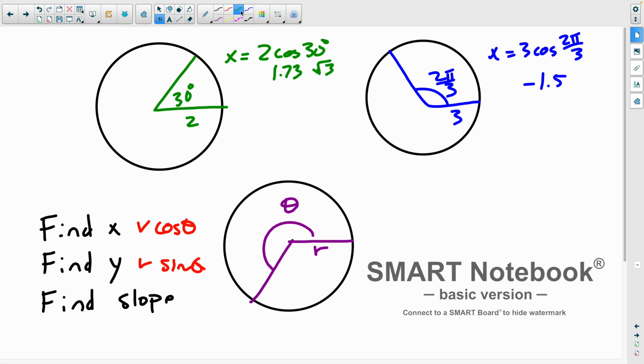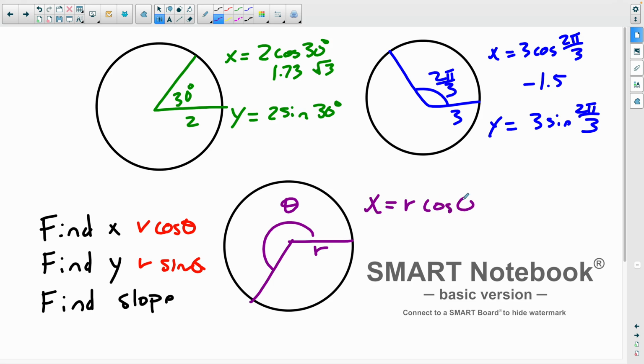If I go here, y equals 2 sine of 30. And then on this one, I'd go y equals 3 sine of 2 pi over 3. By the way, let me go back just real quick. I didn't address the last one. What would have been the x on this one? R cosine theta. Probably the easiest of all of them because it's just a general term, just making sure that we understand what's going on.